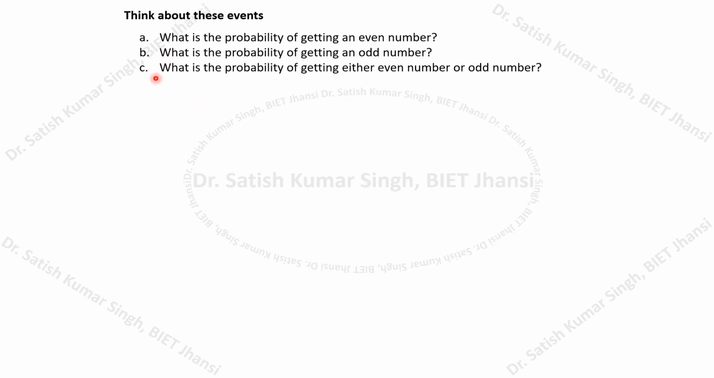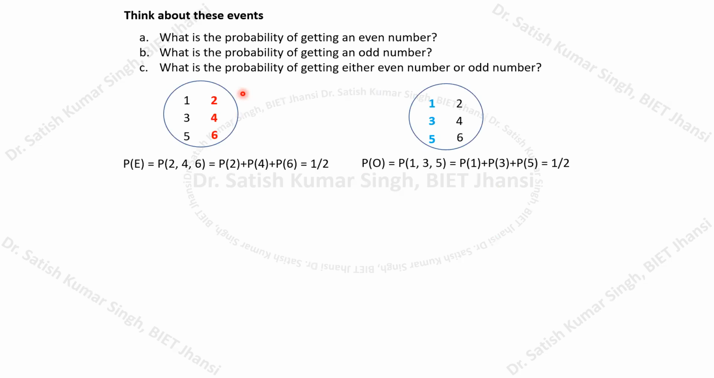And then we have to answer this third question: what is the probability of getting either an even number or an odd number? If we consider this problem, I have already shown you the probability of getting an even number. That probability is 1 by 2. Similarly, we can define the probability of getting an odd number, which is again 1 by 2.